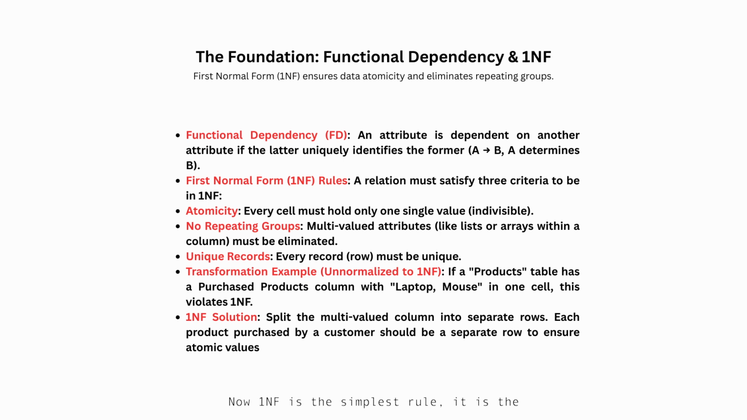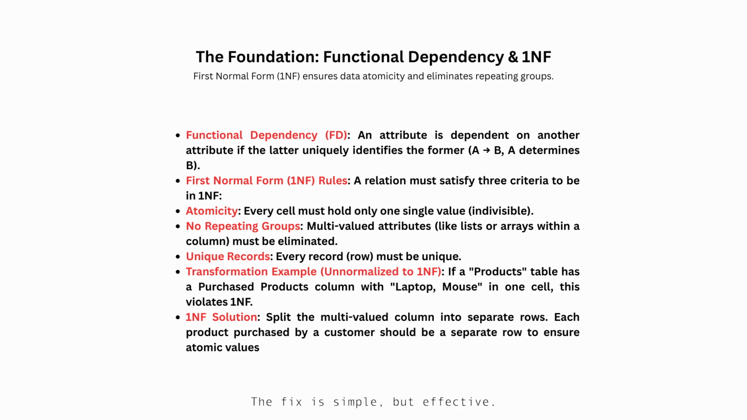Now, 1NF is the simplest rule, the baseline requirement. If your table has comma-separated values in a column like math, science, music, or repeating attributes like contact 1, contact 2, contact 3, you have violated 1NF. This is a non-atomic structure which makes queries difficult and error-prone, as finding all customers who have bought a mouse will require complex string parsing.